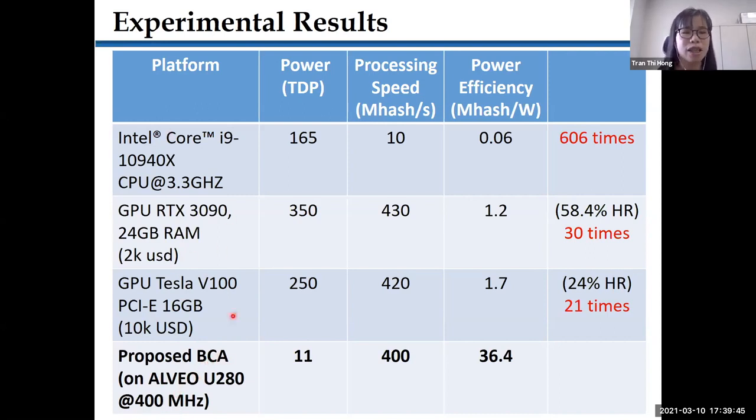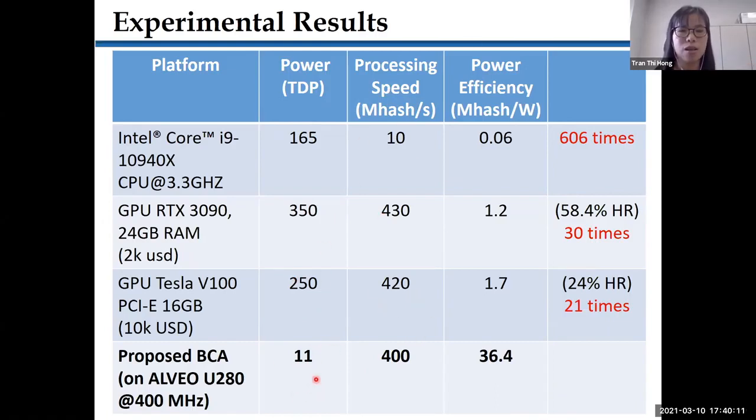The other board is ASIC, the other hardware platform, but ours is an FPGA on the Alveo U280, and we run at 400 megahertz. We evaluate in terms of power, processing speed, and power efficiency. As you can see here, this is the power and the processing speed of several platforms.